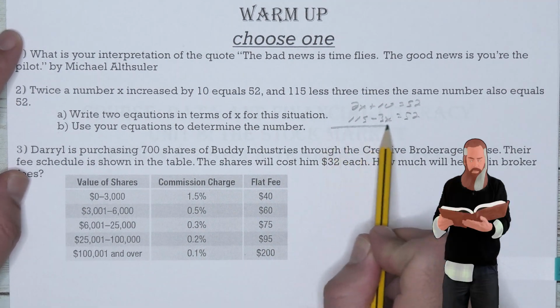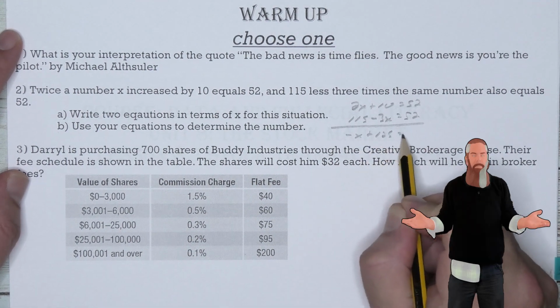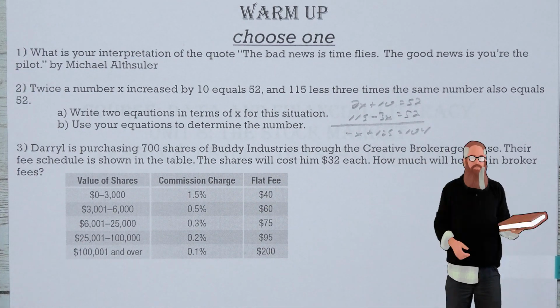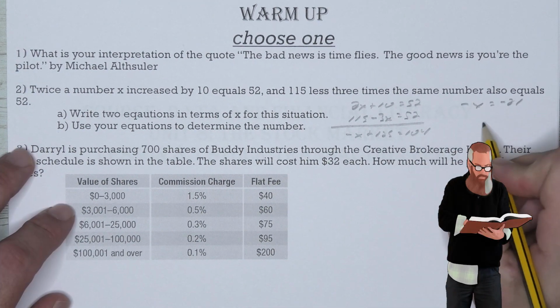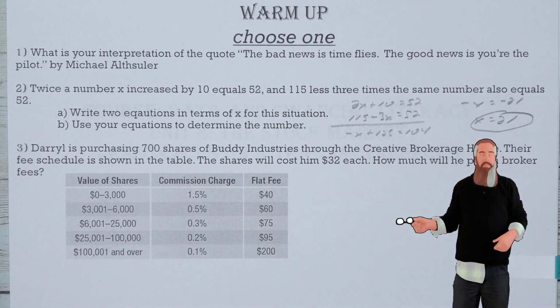So if I just add all of this together, I'm going to get negative x plus 125 is equal to 104. This means that negative x is equal to negative 21, or x is equal to 21.